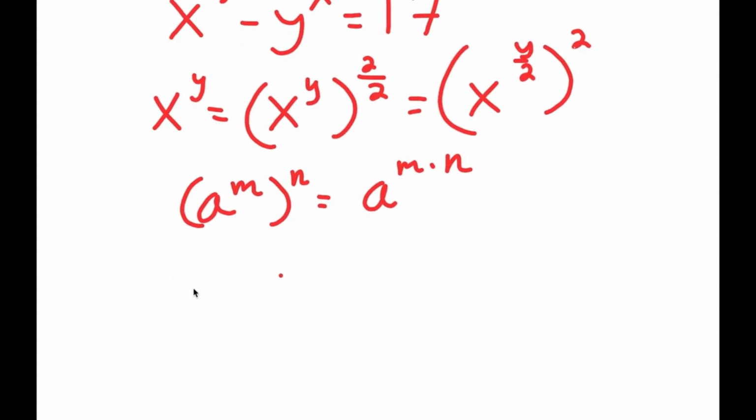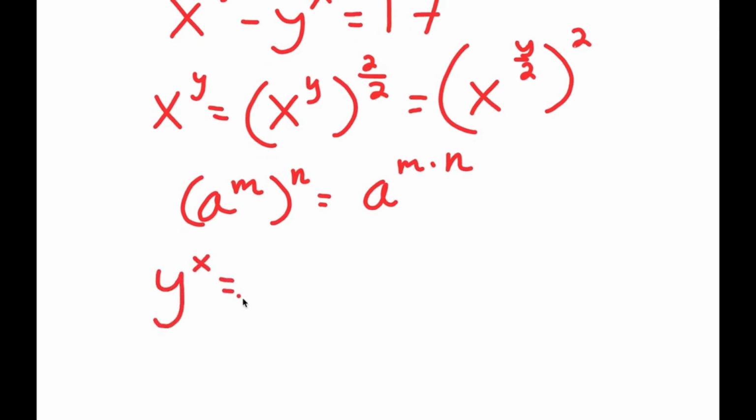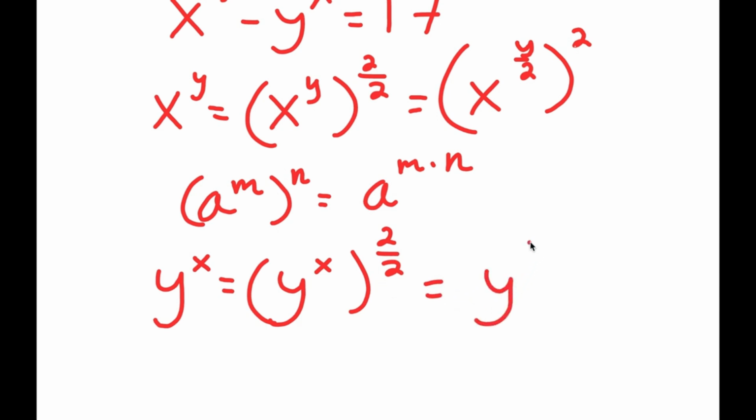Now, y to the power of x, I can also change this up as well. So y to the power of x, I can rewrite that as y to the power of x to the power of 2 over 2. And this I can rewrite as y to the power of x over 2 to the power of 2.